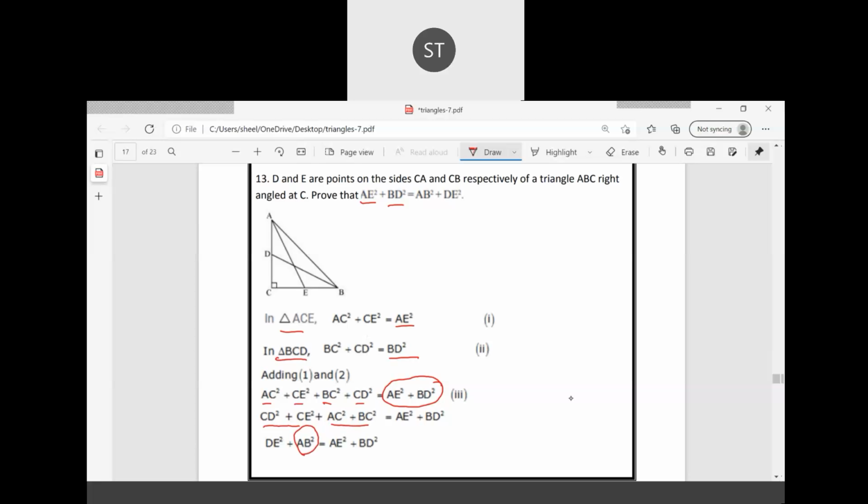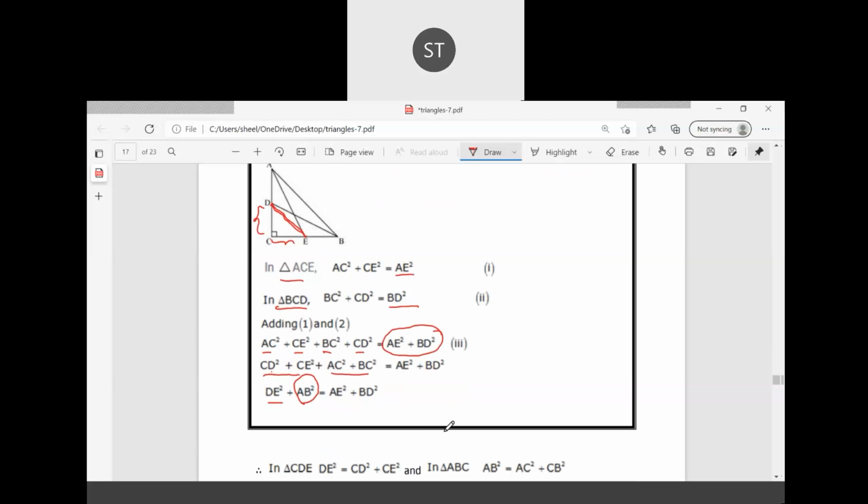Now what happened to CD square and CE square? CD square is here and CE square is here. Angle C is 90 degrees only. So if we join DE, that will be the hypotenuse for us, right? Instead of CD square plus CE square, one more Pythagoras theorem we can apply, that is DE square. For writing this we must join DE. The diagram is not joined, still we can understand that it is the hypotenuse there.